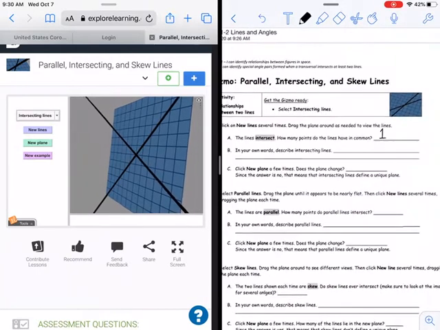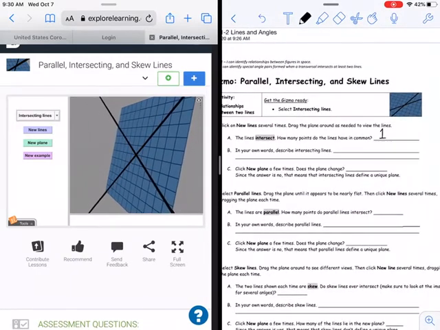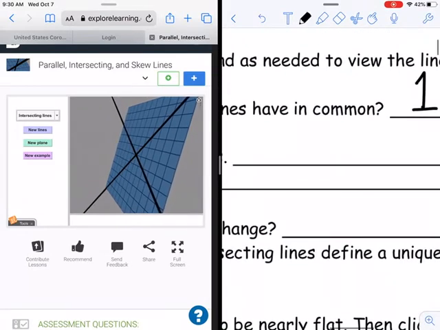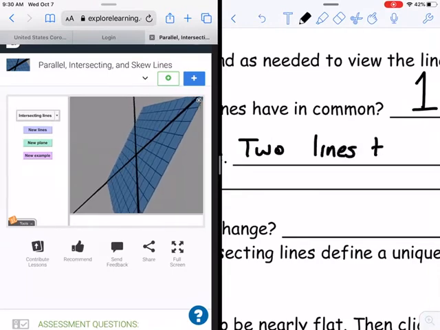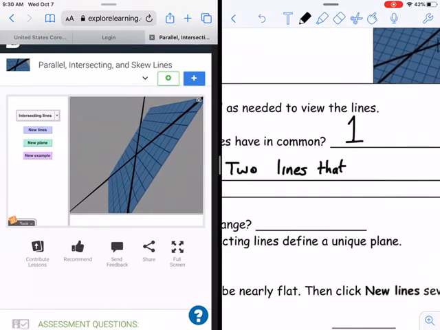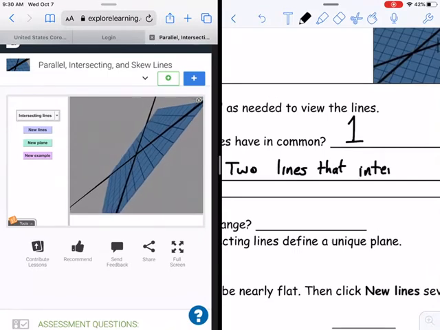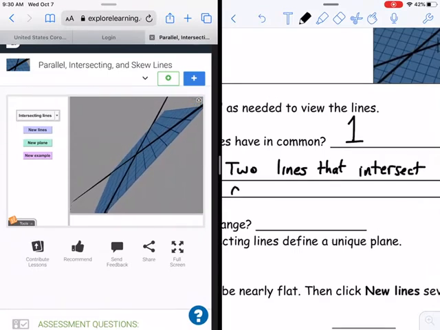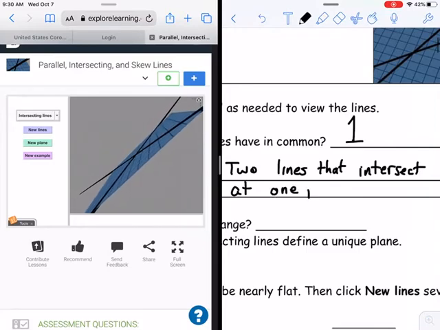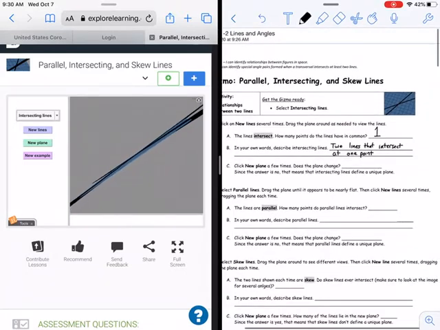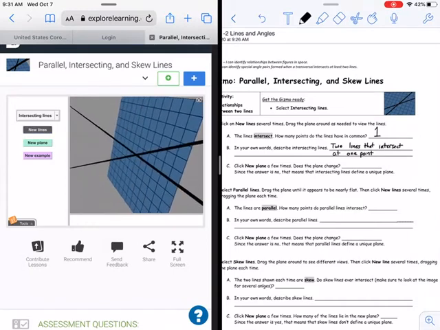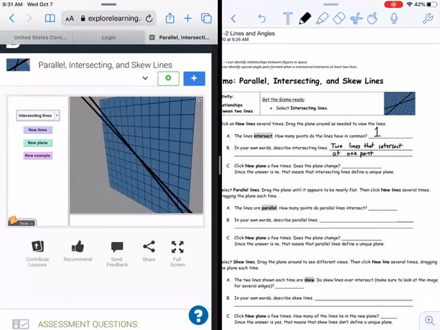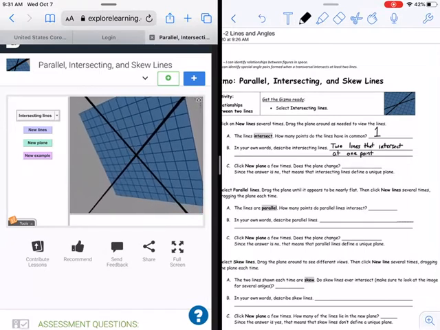In your own words, describe intersecting lines. I'm going to say 2 lines that intersect at 1 point. Nice. So we clicked new line several times. Nothing ever really changed, the lines just moved around, maybe intersected kind of close or kind of far apart. Anyways, new plane.